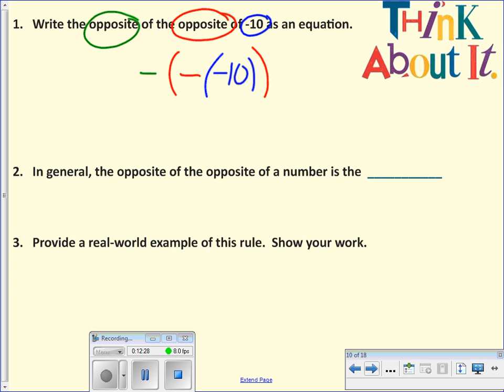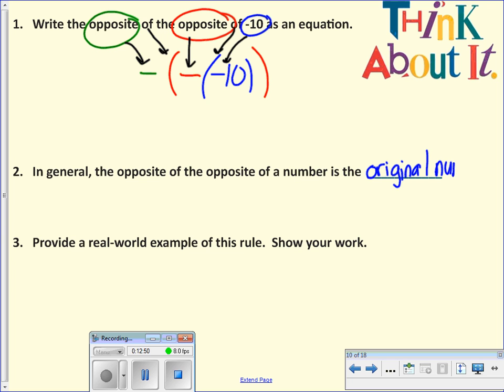This time I tried color coding it to see if that would help. So the opposite of the opposite of negative 10. So in general, the opposite of the opposite of a number is the original number.